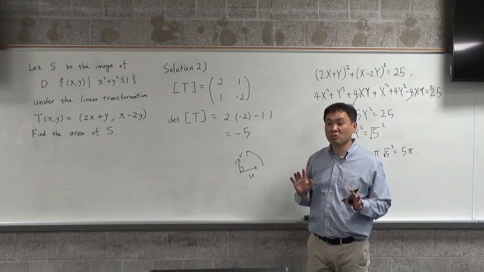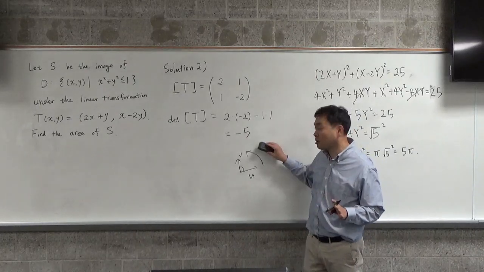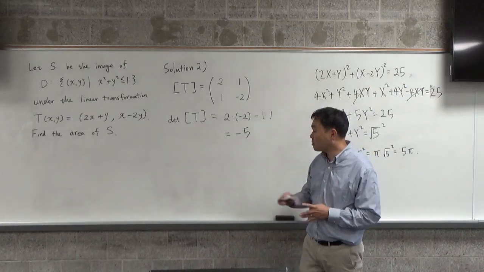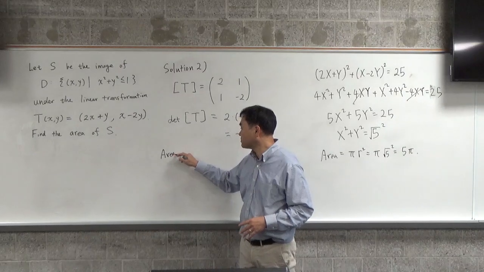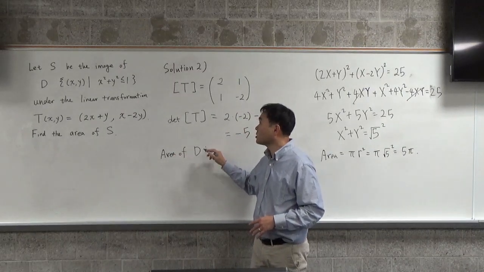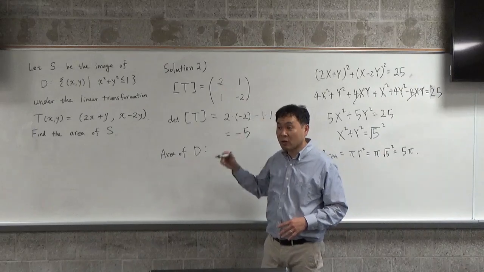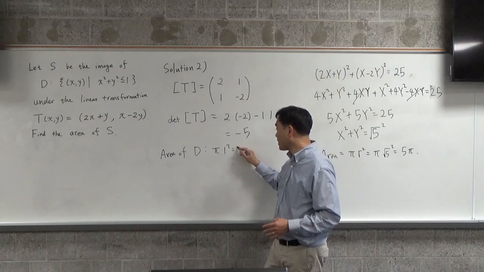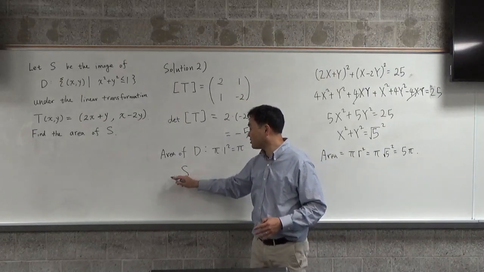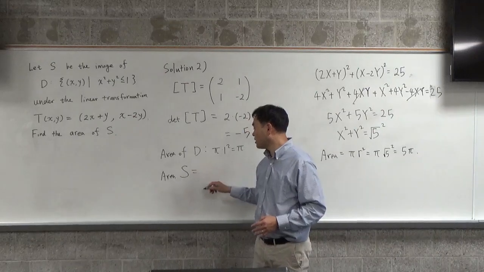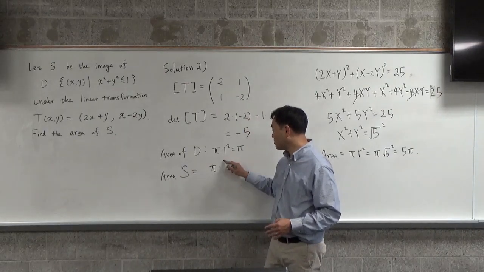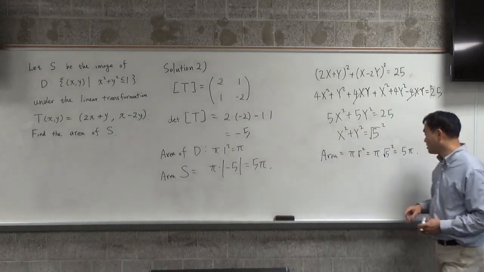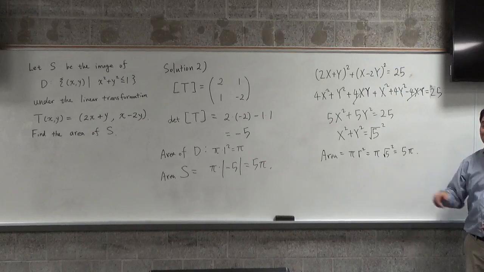But when you talk about area, it doesn't care about negatives, right? So you just take the absolute value of this. So what's the area of D? This is a circle of radius 1. So what is it? Pi times 1 squared, which is pi, right? So the area of S would be pi times the absolute value of negative 5, so that's 5 pi. Done. Same answer as before, without much calculation, right?